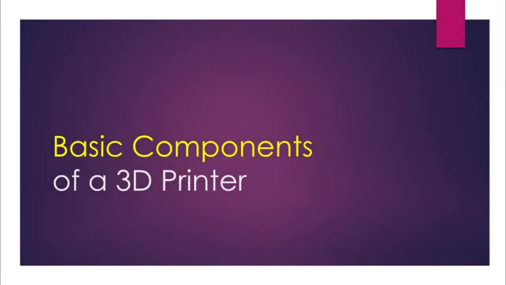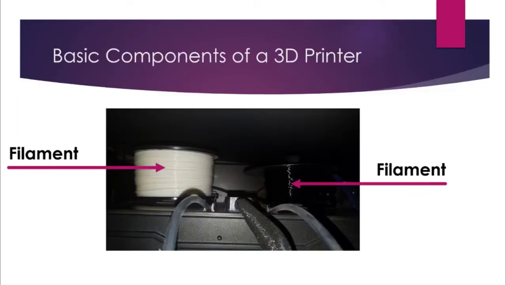Okay, let's go over some of the basic components of a 3D printer. Here we have a picture of the filament. This is on the back of my FlashForge Creator Pro 2016 edition. What you see here is a spool of white filament on the left, it's PLA. On the right-hand side, there's a black spool of PLA as well.